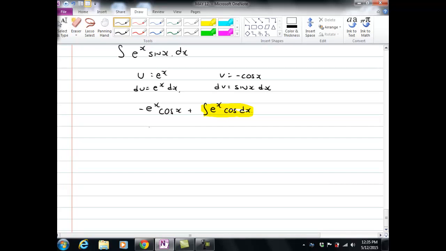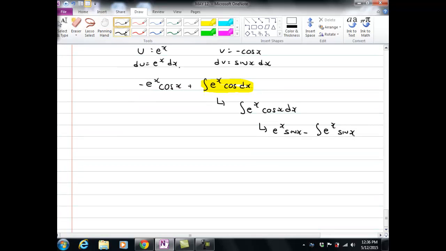You are going to get, so I'm just going to focus on this part, right? Integral of e^x cos x dx. I'm not going to write down the whole entire steps, but you should get this if you did this correctly. This becomes e^x sine x minus integral of e^x sine x. So I'm going to write that down right now.